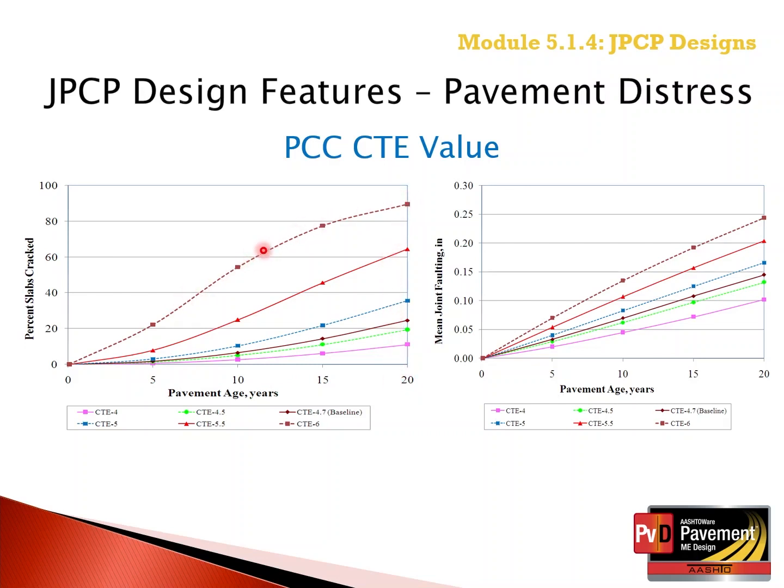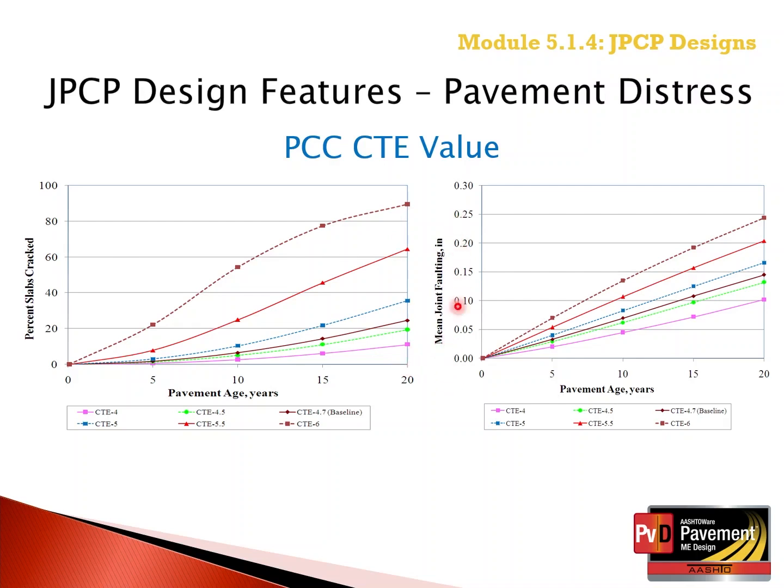This dashed line is a CTE value of 6. This one's 5.5, 5. Then we go down to 4.7, 4.5, and finally 4. And as you can see, there's a significant reduction in percent cracked slabs with the lower CTE value, simply because it reduces the curling and warping of the concrete slab.